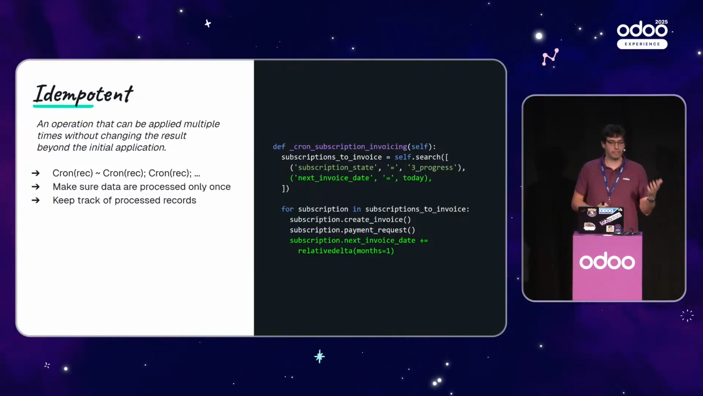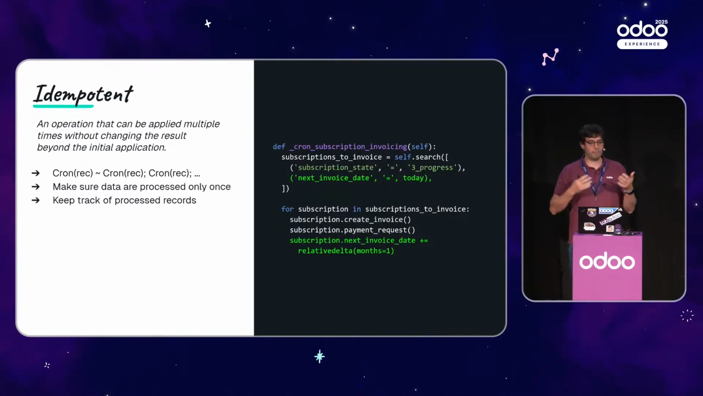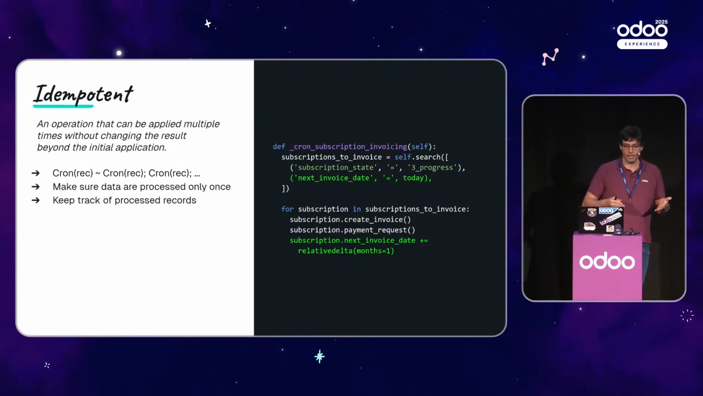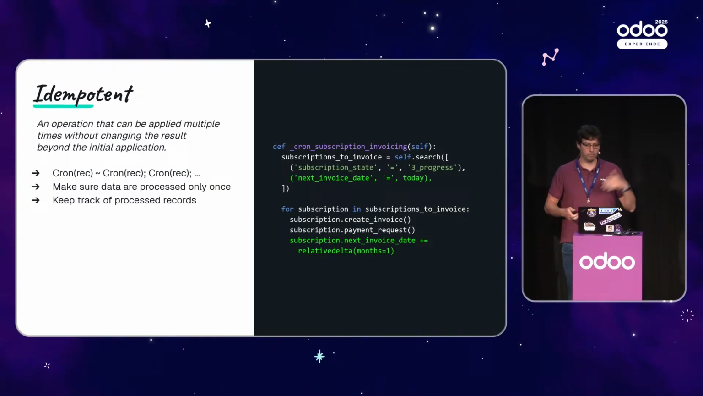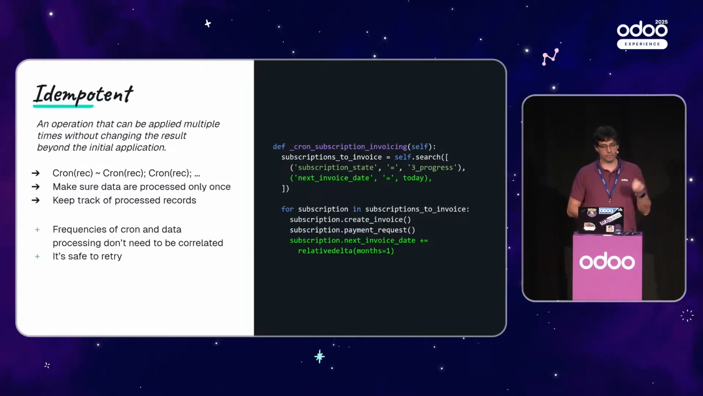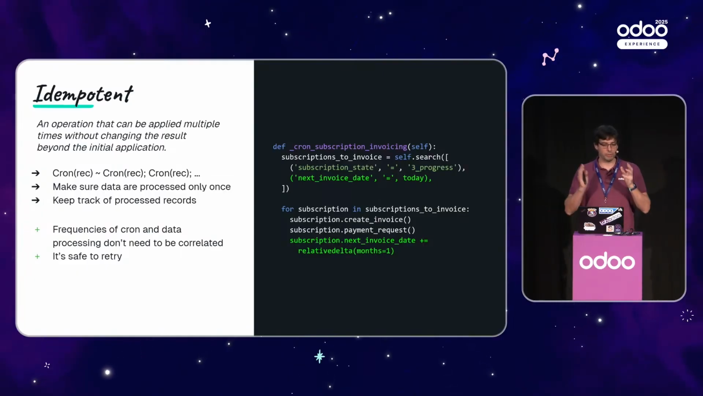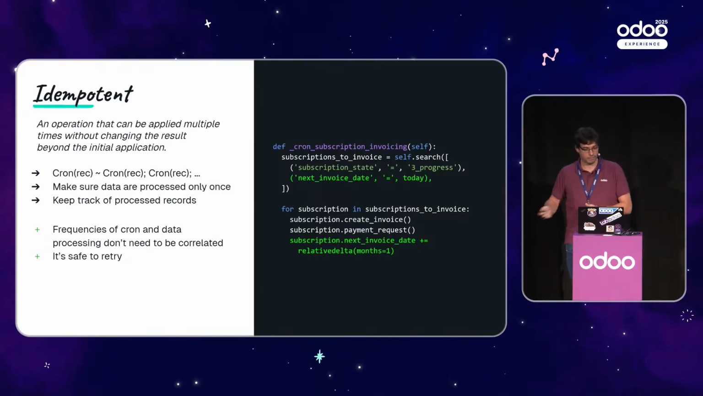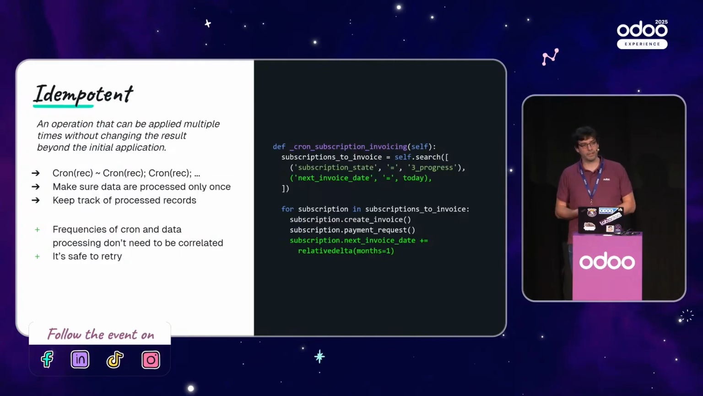You need to keep track of the data you have processed. Here we use a new field, next invoice date, and basically we are looking only for the records that have a next invoice date today, and once the invoicing is complete, we move it to the next month. The good thing is that the frequency of your cron is decorrelated from the frequency of the data you need to process. So you want to invoice once a month, but actually you can run your cron every day. That's not a problem. And it's safe to retry. If someone by mistake clicks on run manually, you don't have a disaster.